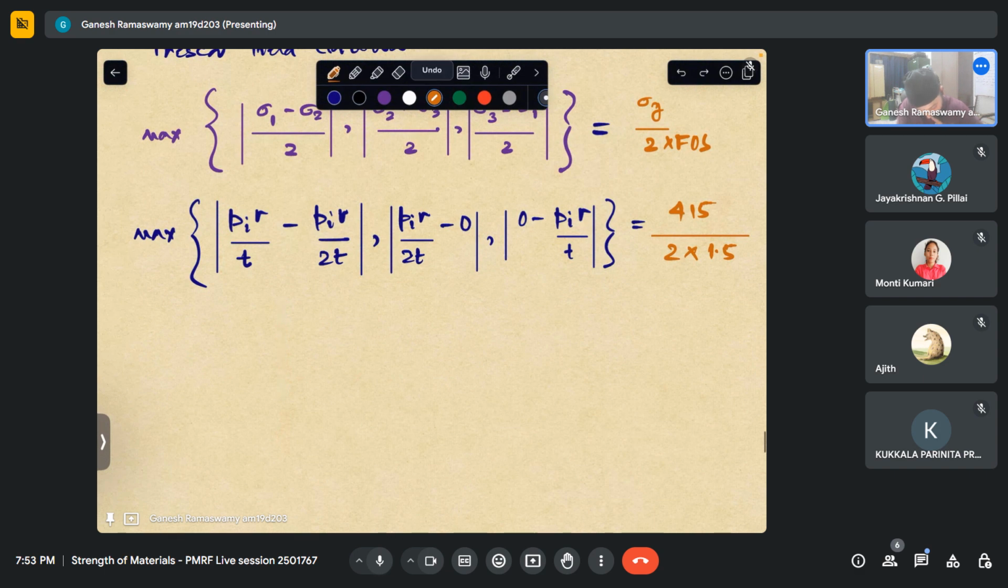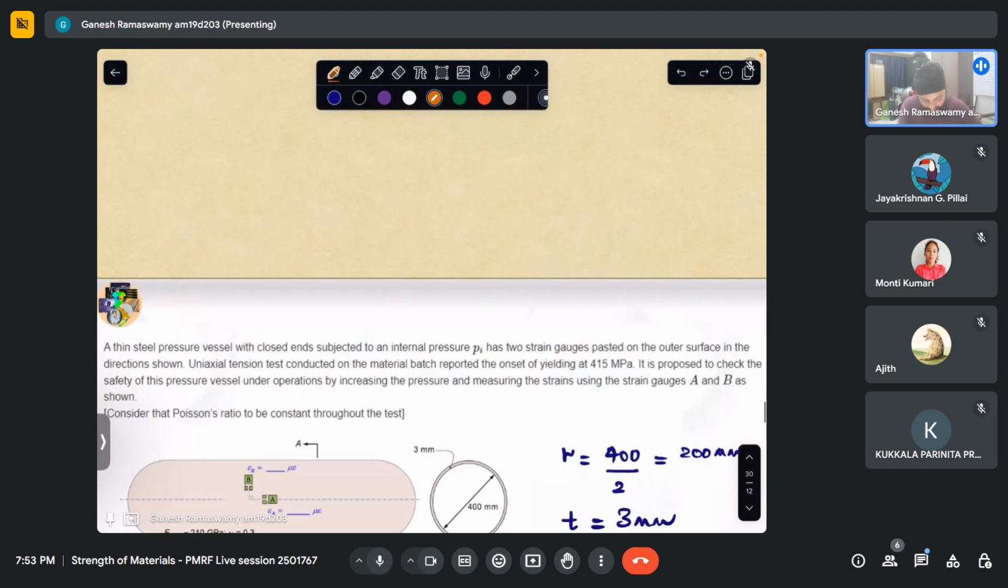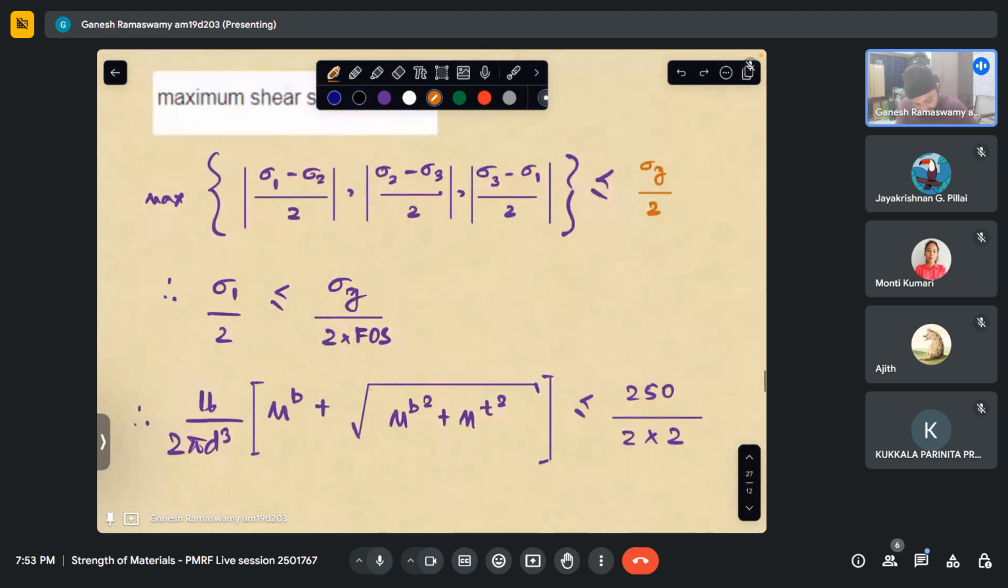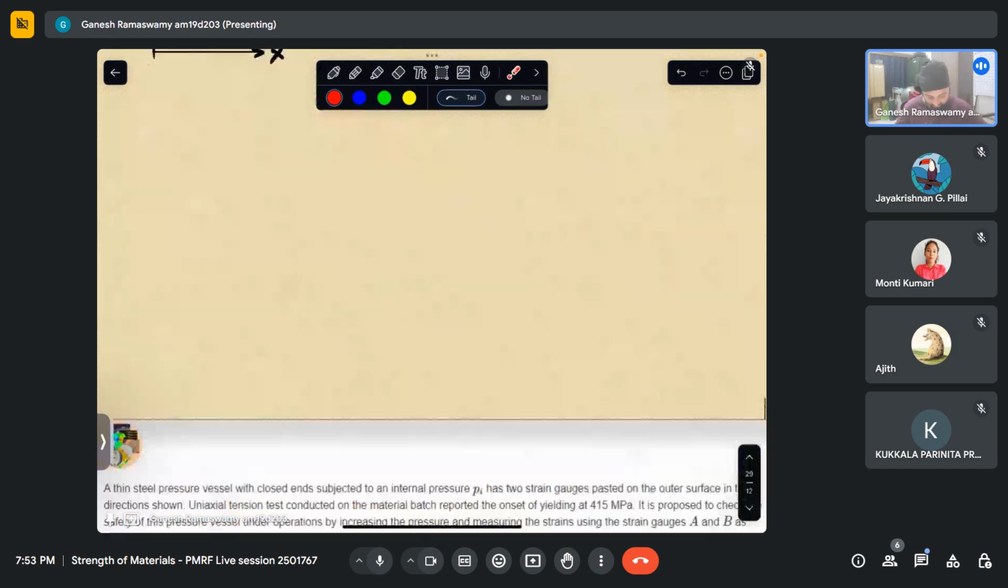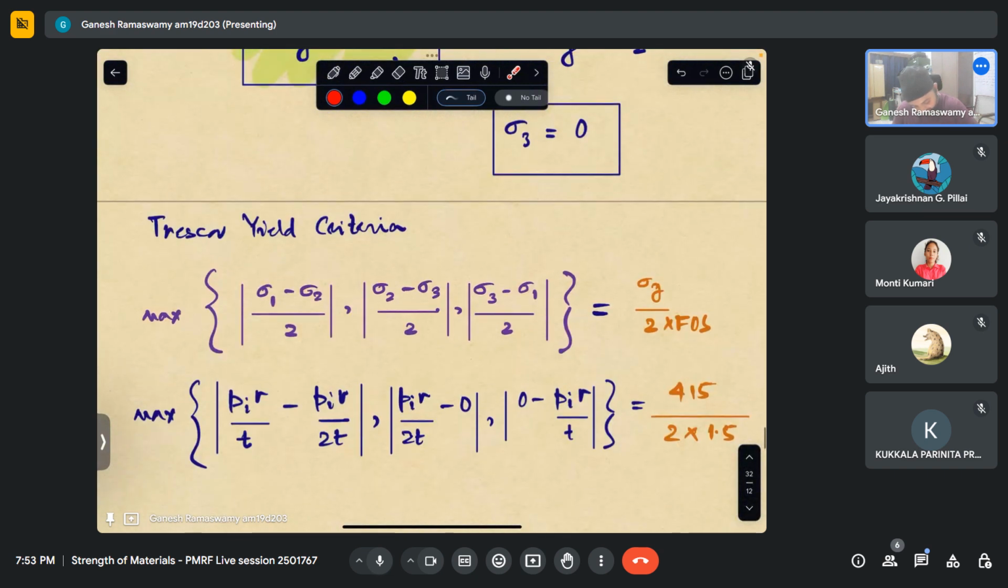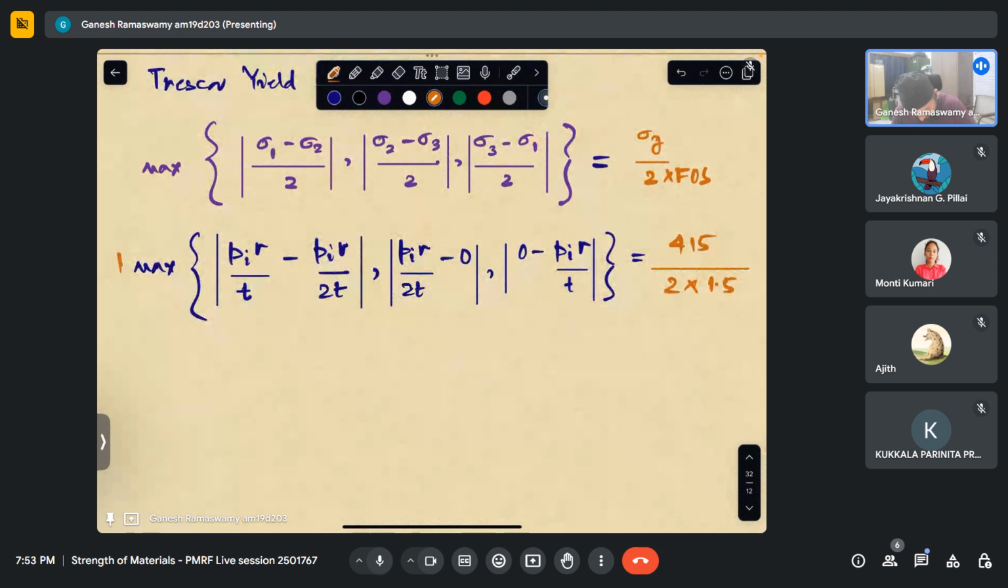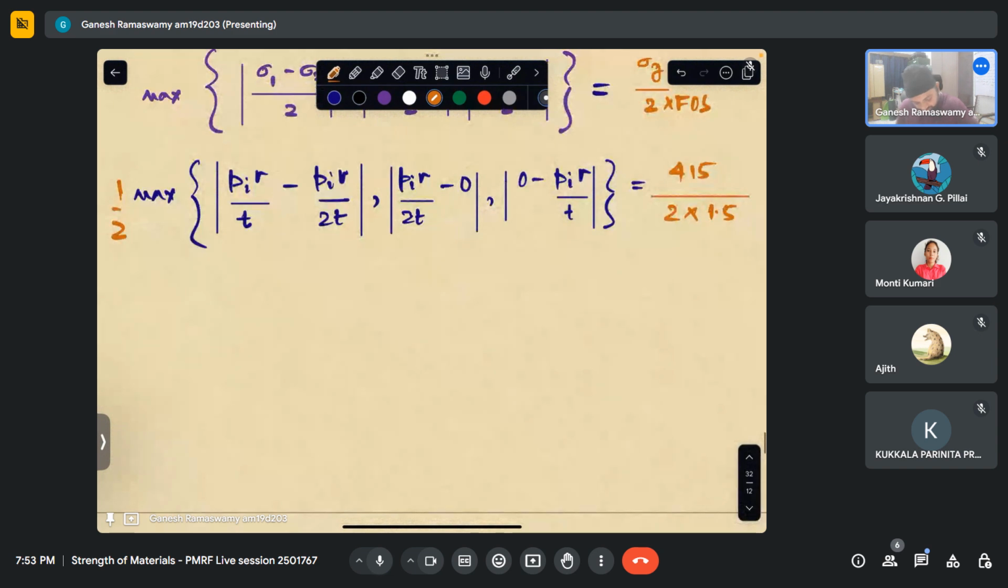Oh, I see what the issue is actually. Why the answer for the previous question was not coming is because there is a half missing here. I think I did not account for it, so I have a half floating around here. So I hope that is clear now. All right. So this will come out to be PiR by 2T equaling this quantity at the onset of yielding.